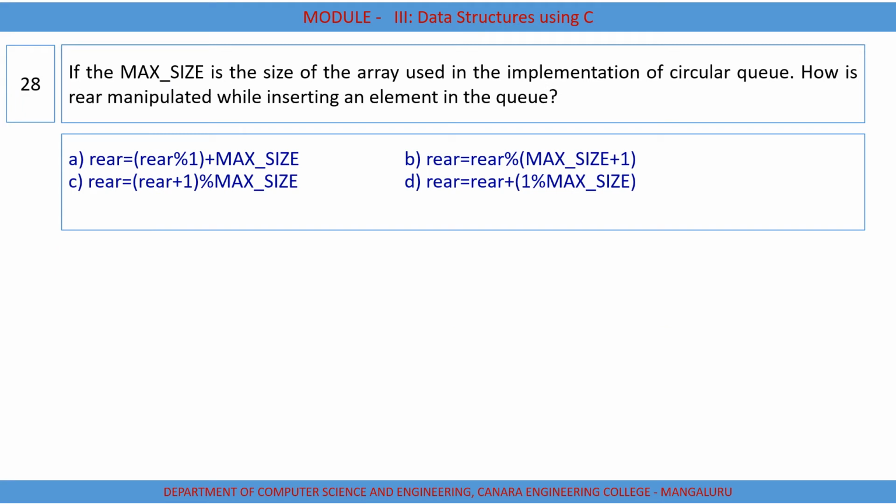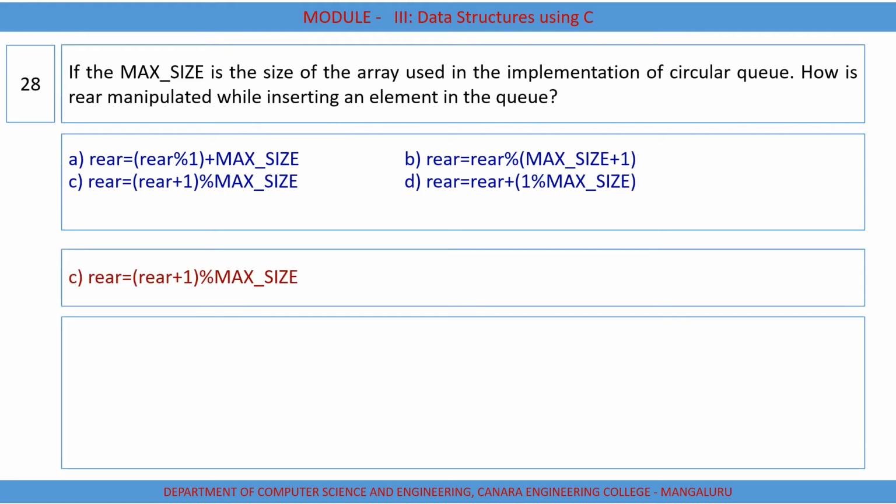Next question: if max size is the size of the array used in the implementation of a circular queue, how is rear manipulated while inserting an element in the queue? We have four options in this question. The first one is rear equals rear plus 1 plus max size. In this, the correct option is C: rear equals rear plus 1 mod max size.